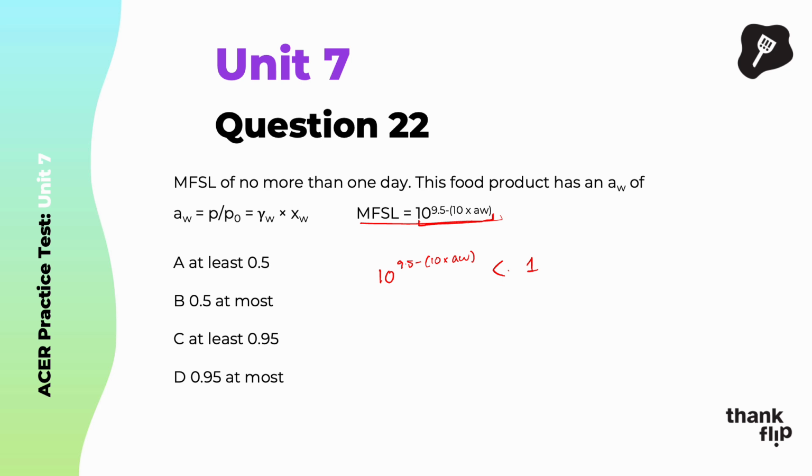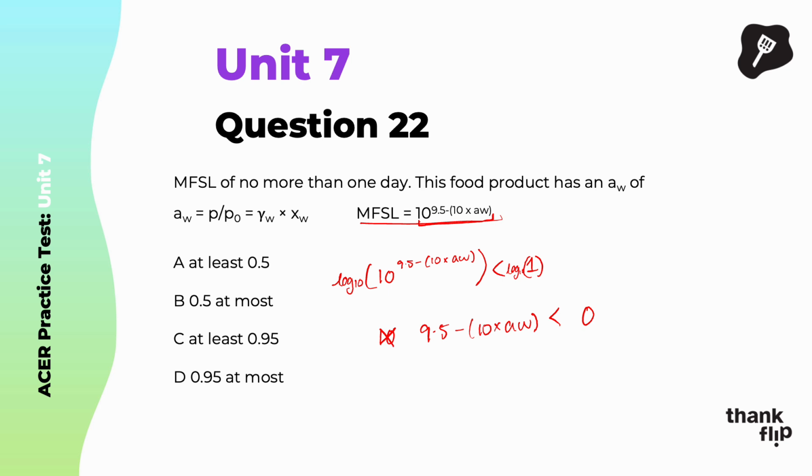So if I did log 10 of this and log 10 of 1, then I would get 9.5 minus 10 times AW is less than, and log 10 of 1 is 0. So the logarithm rules are quite handy to understand, especially just how log 10 works. And then that would allow you to solve a lot of questions like this without a calculator.